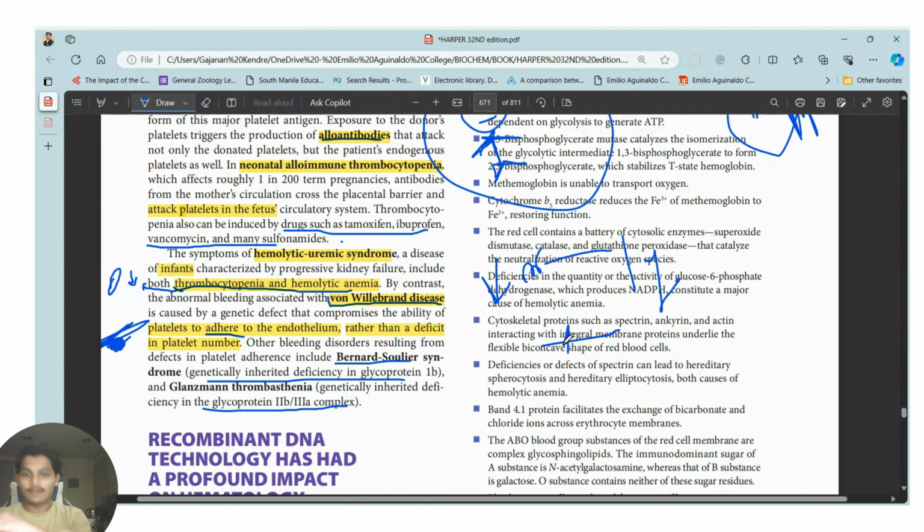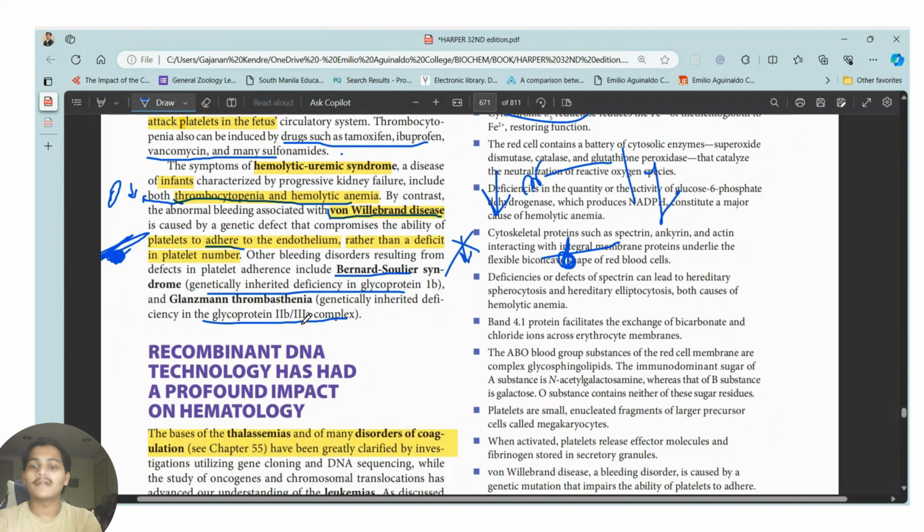If we have a cut on the skin, the platelets will be activated and will come here and form a clot. But in the case of von Willebrand disease, Bernard-Soulier syndrome, and Glanzmann thrombasthenia, there will be a clot, but this clot won't be strong enough to resist the blood going out of that bruise or cut, which will cause bleeding again. It means the number of platelets is not decreased, but the function or the aggregation of platelets is decreased. All three of these are genetically inherited diseases.